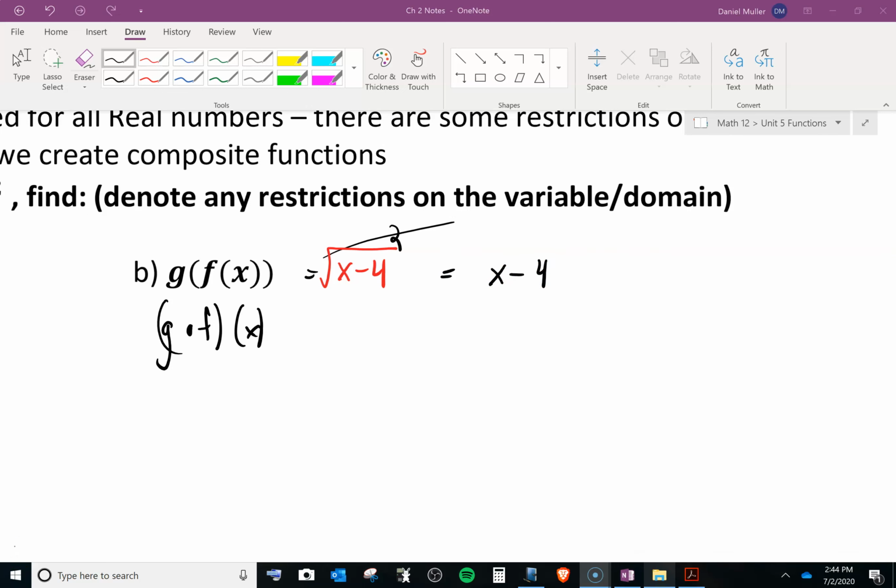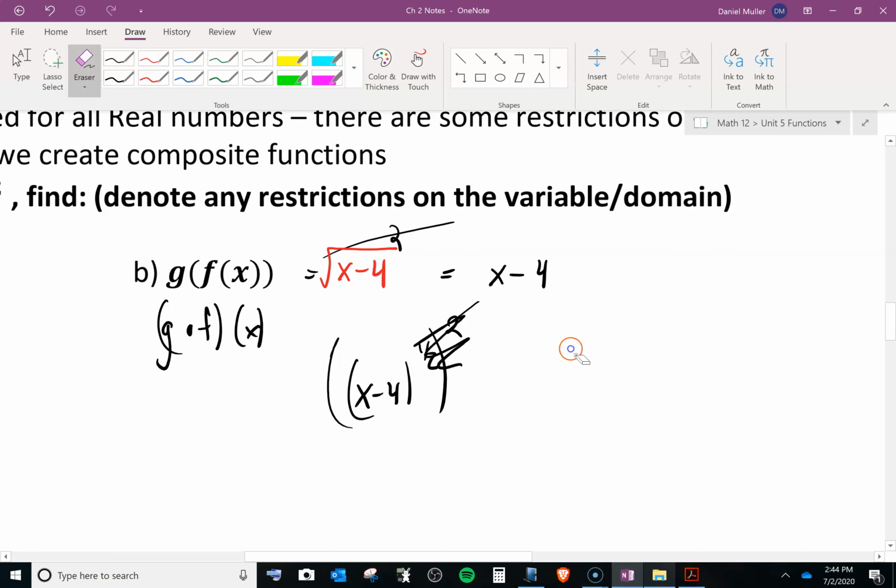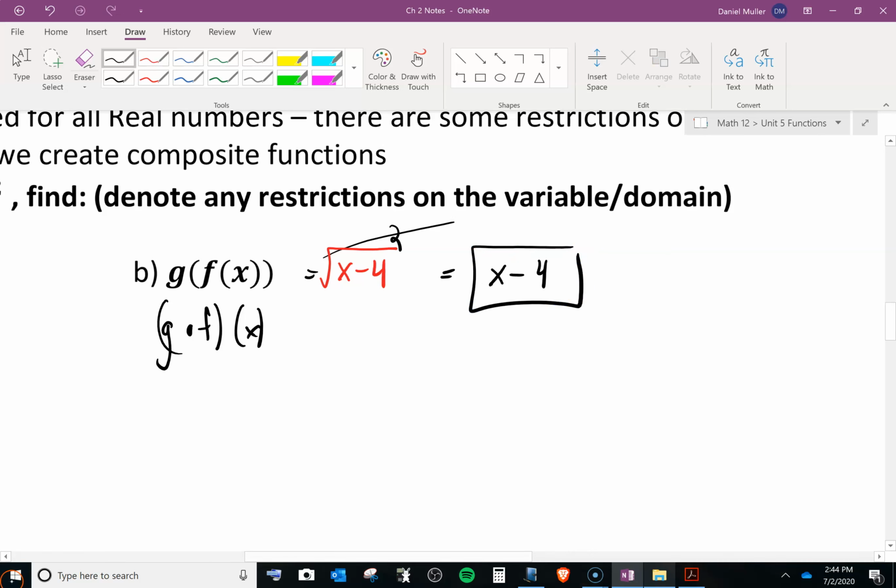Keep in mind that square root just means a power of a half, and then you're squaring it. So 2 times a half is 1, which is why these are gone, and you're just left with an x minus 4. That's why that ends up working. So this is going to be just x minus 4.